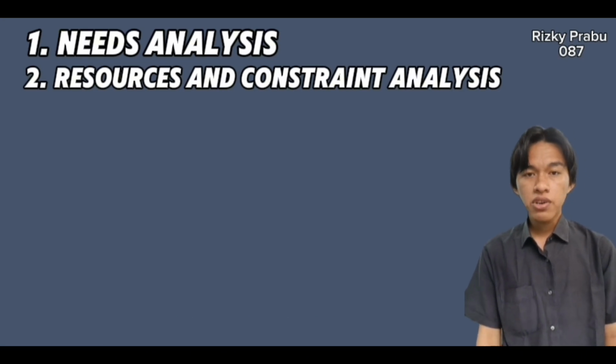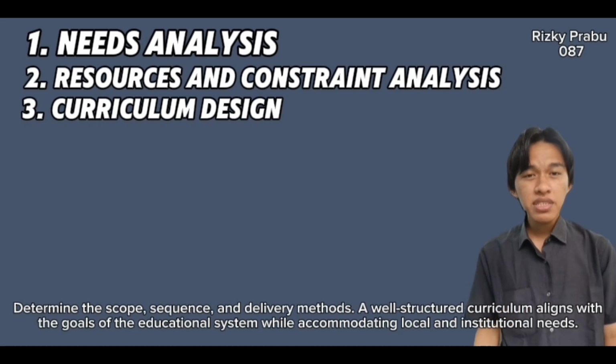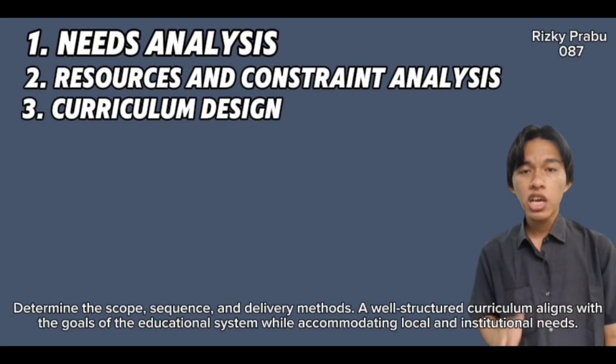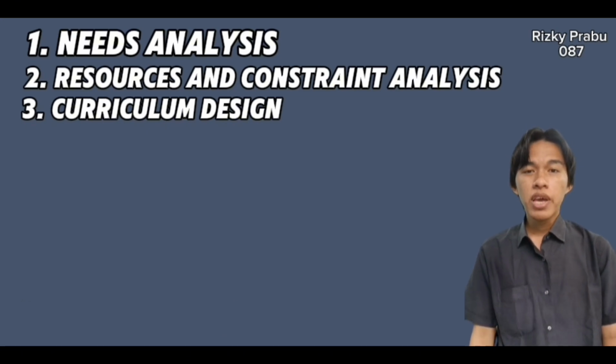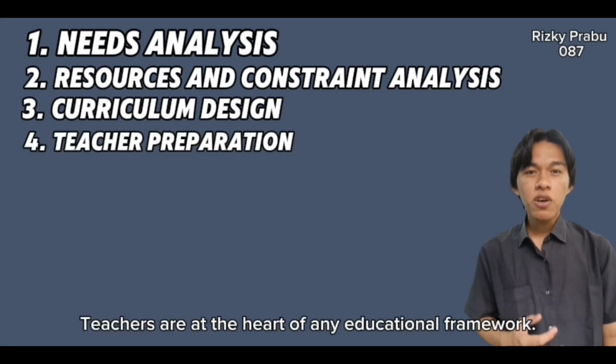Number 3, we have curriculum design. It is to determine the scope, sequence, and delivery methods. A well-structured curriculum aligns with goals of educational systems while accommodating local and institutional needs. And number 4, we have teacher preparation. So we know that teachers are the heart of any educational framework. So we may need to expect trainers and educators to implement the new system effectively.